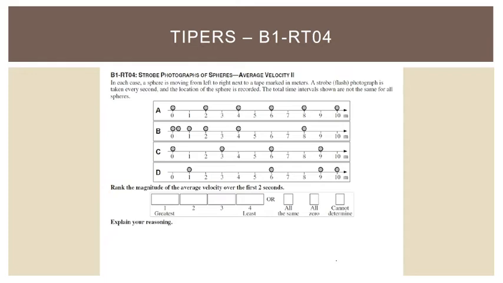I'd like you to take a minute to go through this one, and as they ask you to, rank the magnitude of the average velocity. We'll go over the answer here in a moment once you hit play. So pause this video here, and when you hit play, we'll talk about the answer. All right, so as it says here, in each case, a sphere is moving from left to right next to a tape marked in meters. We've got the same setup as last time. The difference here is that the problem says we have to rank the magnitude of the average velocity over the first 2 seconds.